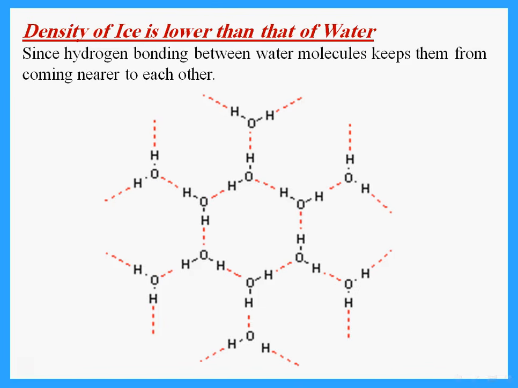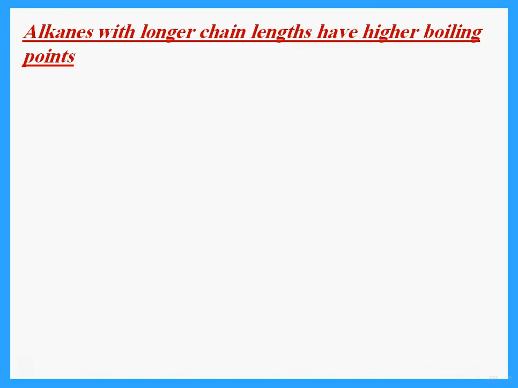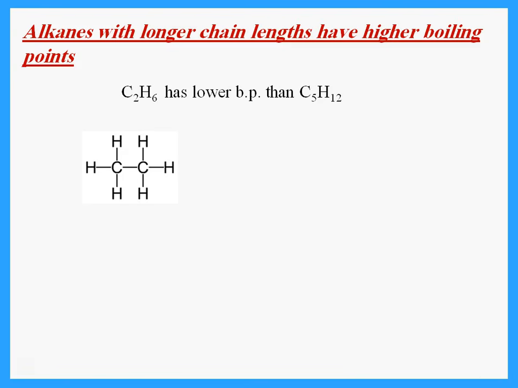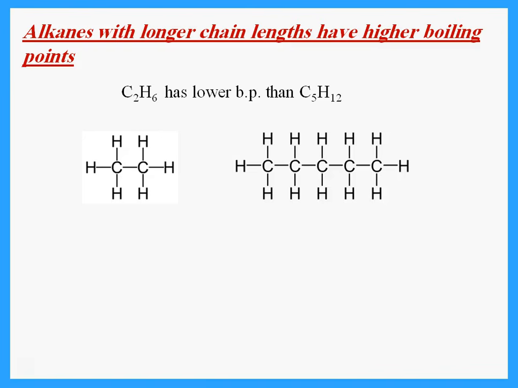So remember that the density of ice is lower than water because of the hydrogen bonds, and these hydrogen bonds keep the molecules from coming any closer to each other. Another effect of these intermolecular forces, when we were talking about organic chemistry in unit 1, we talked about the alkanes. If I talk about the boiling points of alkanes, which alkanes have a higher boiling point? We said if I am comparing the number of carbons, then the one that has more carbons will have a higher boiling point. So a longer chain of carbons would have a higher boiling point.